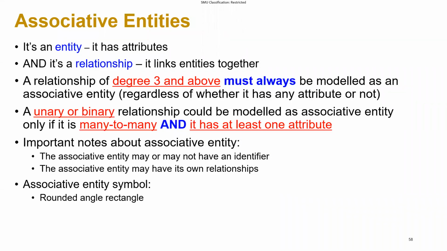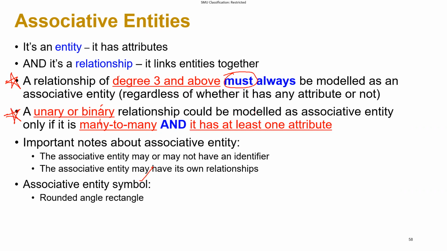In this short video, I want to focus on 2 points on this slide: point number 3, and point number 4. All right, let's read through point number 3. A relationship of degree 3 and above, that means a ternary relationship, a quaternary relationship, etc. Must always, the keyword here is must, always be modeled as an associative entity.